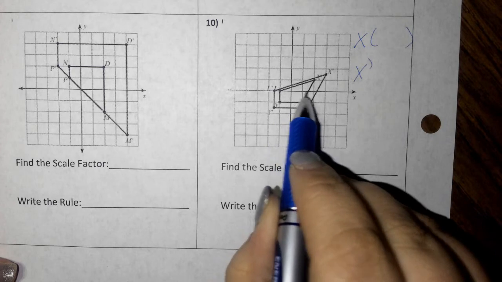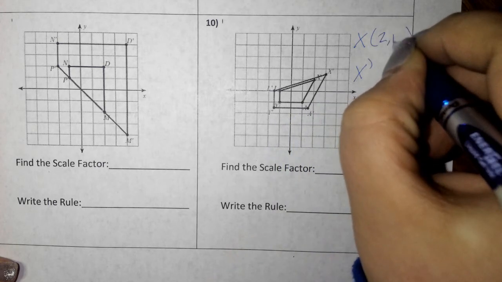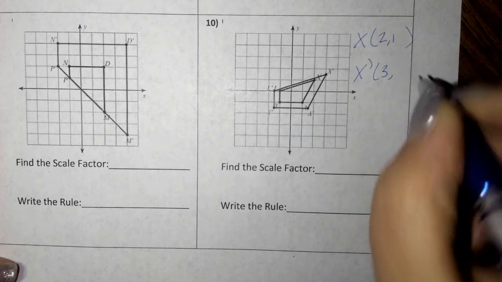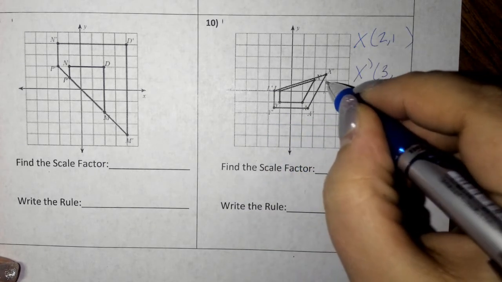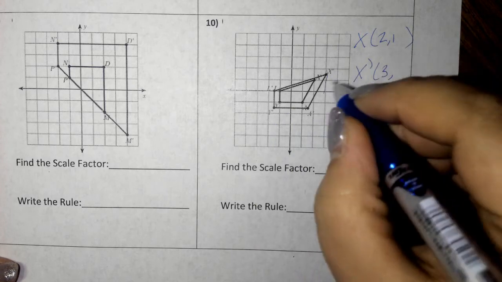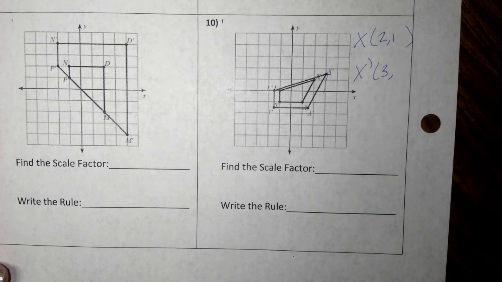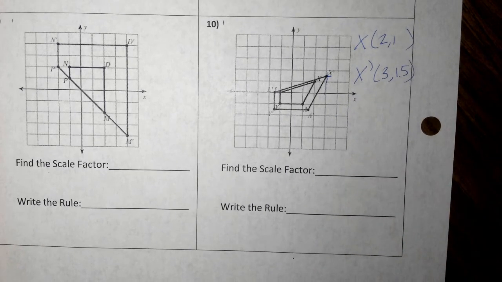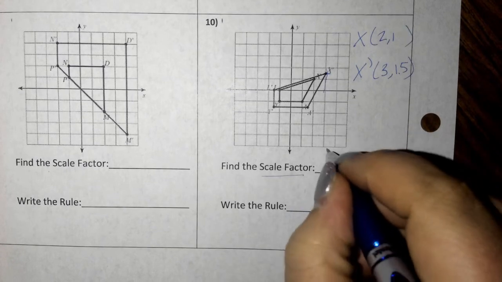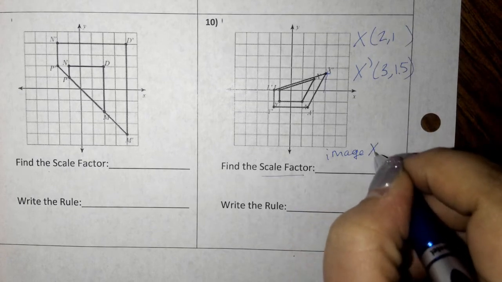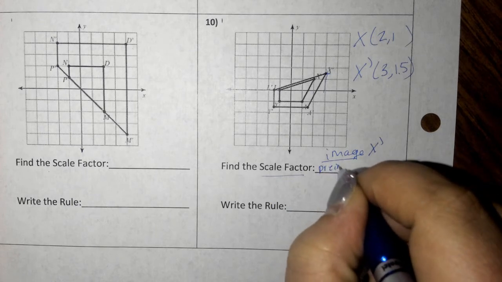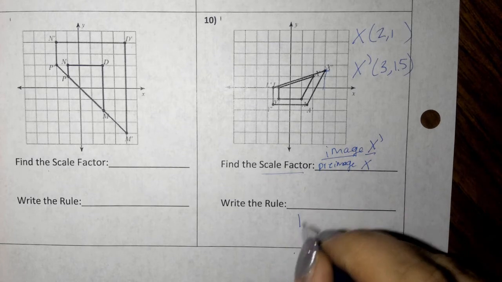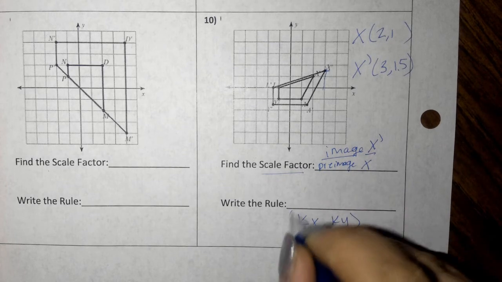X is located at 1, 2, up 1, so 2, 1. X prime is to the right 3, so it has an x value of 3. And a y value, it goes up 1, but it doesn't go all the way up to 2. It stops exactly in the middle, and the middle between 1 and 2 is 1.5. So you can use those ordered pairs to help you find the scale factor, image, so X prime over preimage, so something from X. And then again, just write the rule, replacing whatever you find the scale factor to be in place of k.